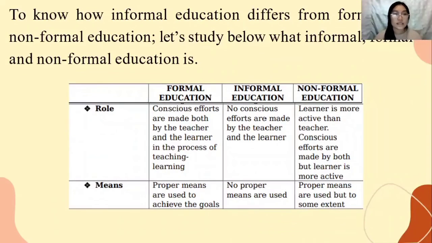Next, in the role, in formal education, conscious efforts are made both by the teacher and the learner in the process of teaching and learning. And in informal education, no conscious efforts are made by the teacher and the learner. And in non-formal education, the learner is more active than the teacher. Conscious efforts are made by both, but the learner is more active compared to the teacher.